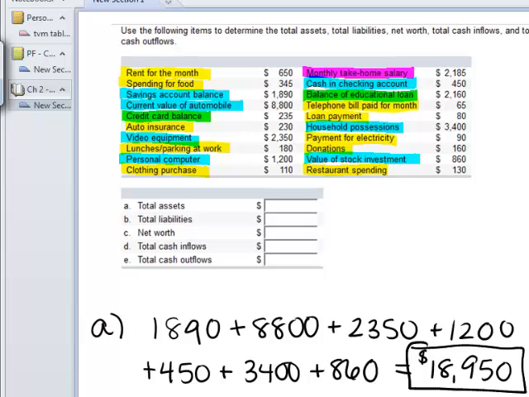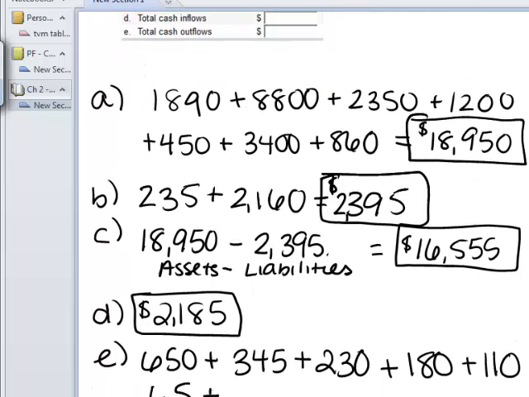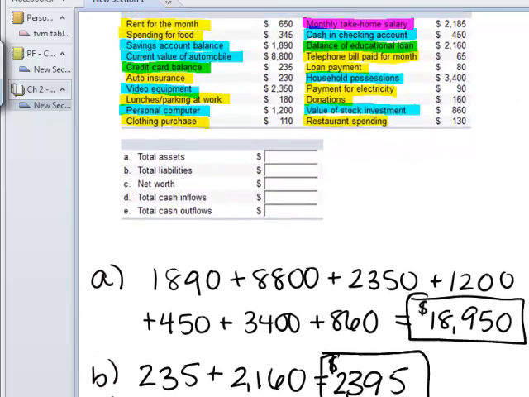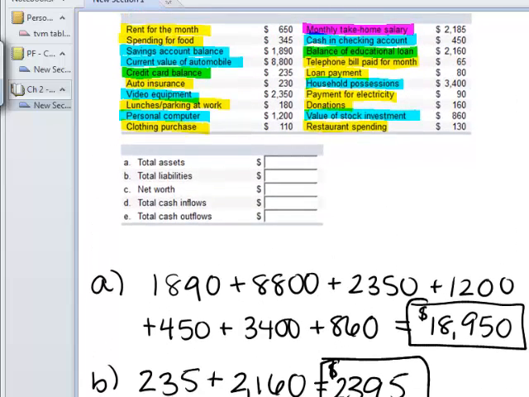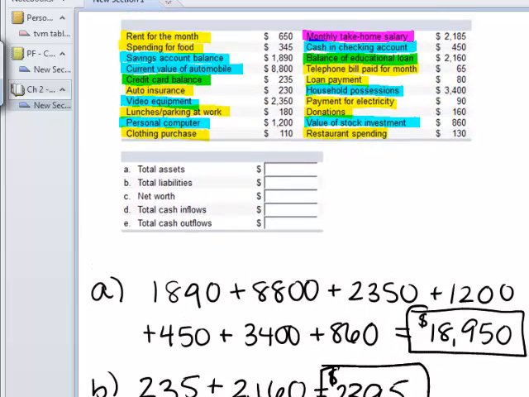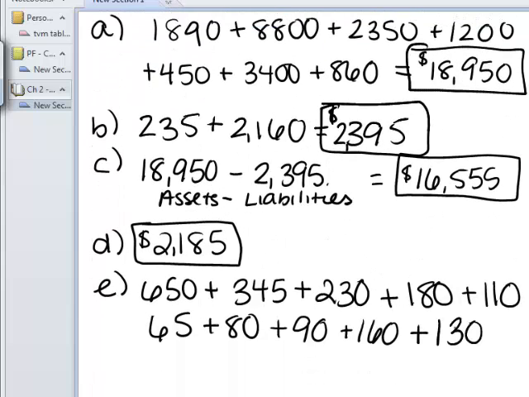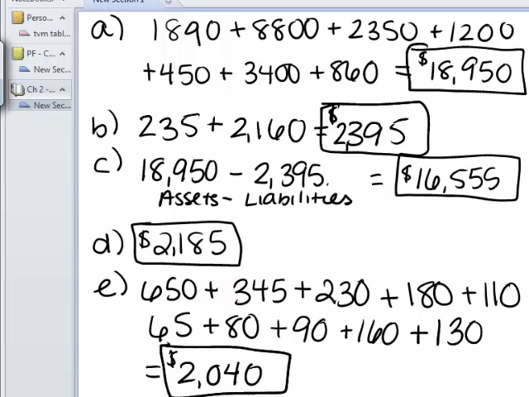What next? We have telephone bill $65. That's not so bad of a telephone bill. And $80 for my loan payment. And electricity is $90, donations $160. These could be donations to the Salvation Army or anything. Restaurant spending $130. All right, so I'm adding these all up, and this will come to $2,040. So thankfully my money in is more than my money out. That's always how you want to have your budget.